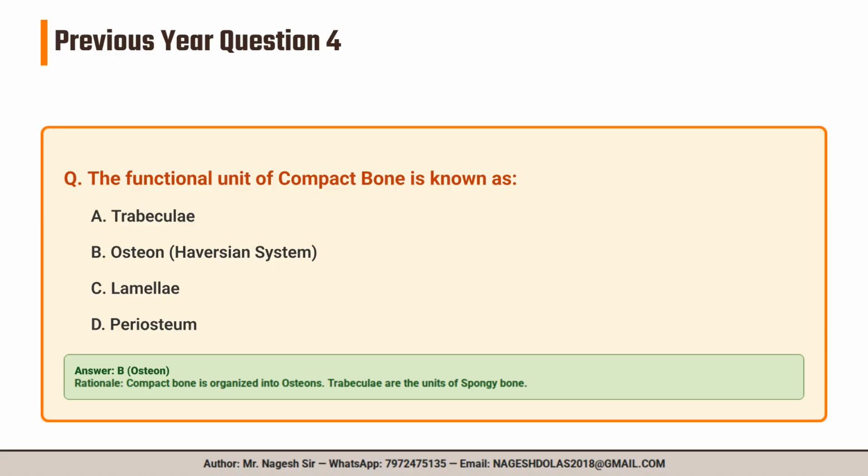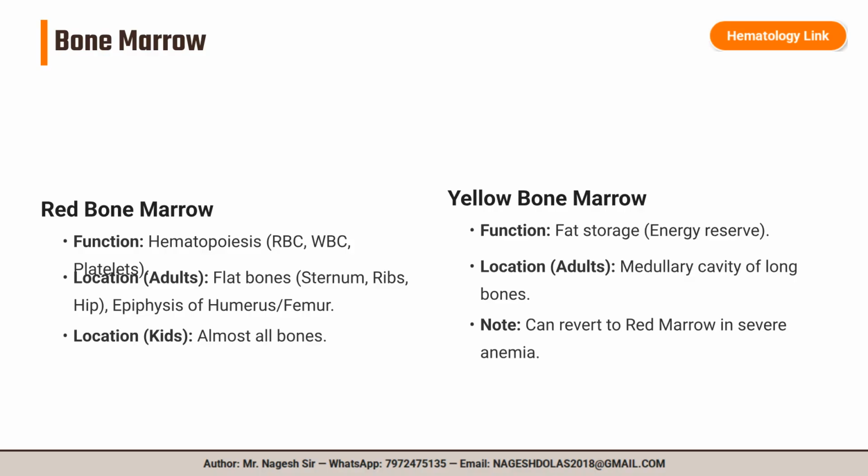Question 4 asks, the functional unit of compact bone is known as, the correct option is B, osteon, also known as the Haversian system. Bone marrow is classified as red or yellow. Red bone marrow is responsible for hematopoiesis and is found in the flat bones of adults. Yellow bone marrow primarily stores fat and is located in the medullary cavity of long bones in adults.